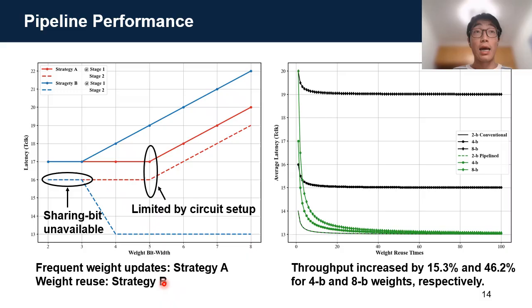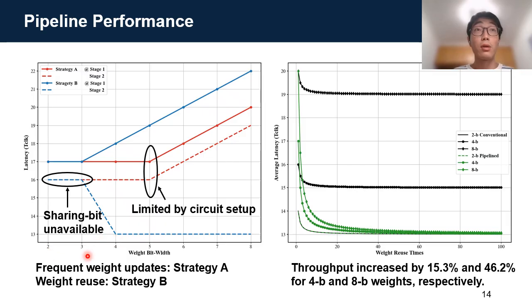So the takeaway is that for frequent weight updates, we should choose strategy A because we always stay at stage 1. But for frequent weight reuse, we should choose strategy B because it can benefit from the pipeline. You may ask why the weight will update. Actually, in the cluster-based SRAM circuit, the weight can be updated without writing new values, and I will show it later.